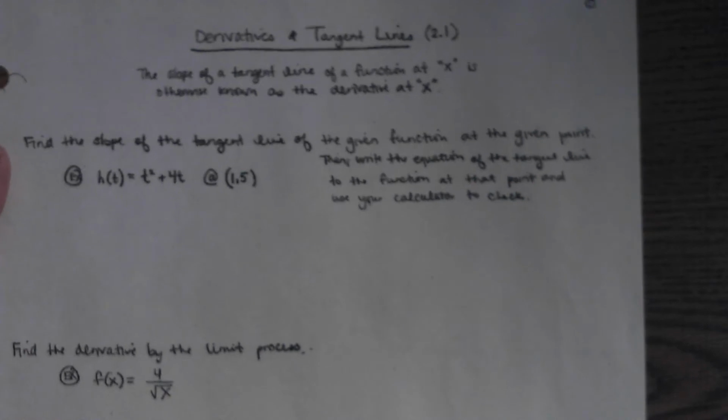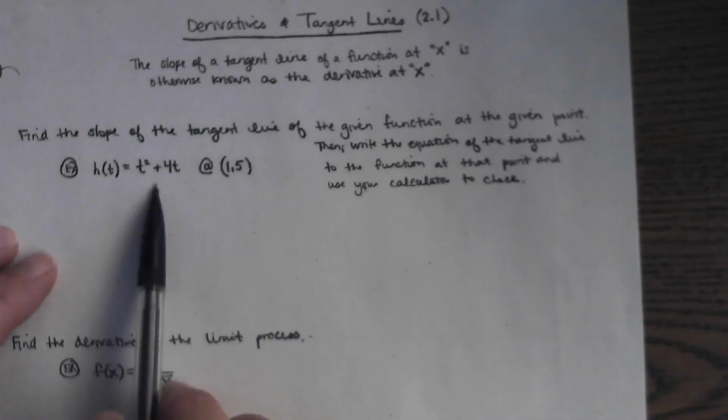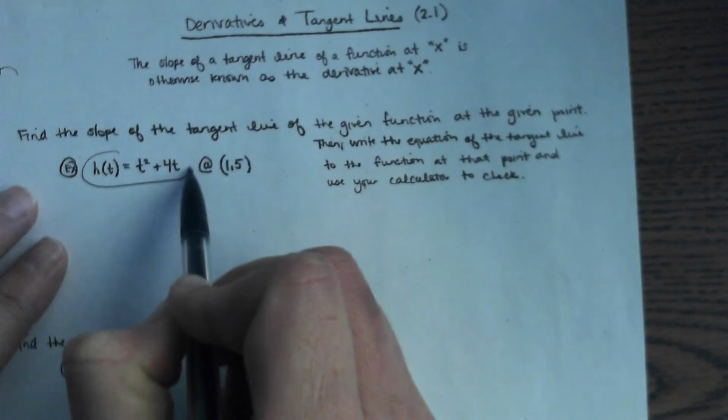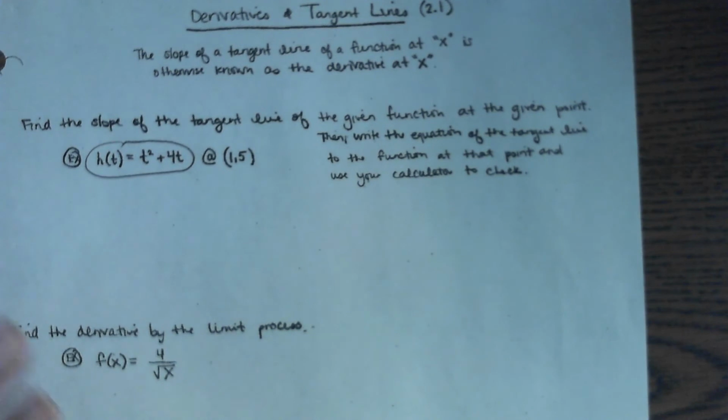So finding the slope of the tangent line of the given function at the given point. So here we have a function. What type of function is it? Quadratic. And we're specifically looking for the slope of the tangent line at (1, 5). So I'll give you a quick visual of what we're doing.